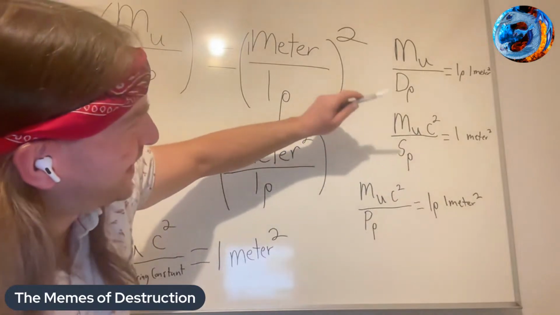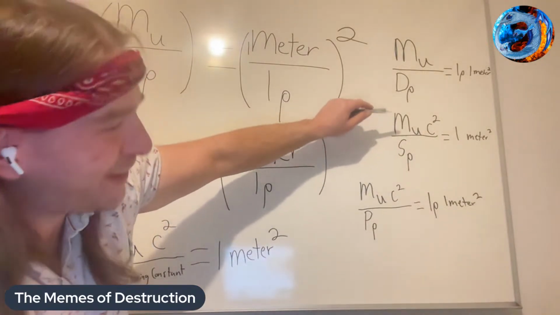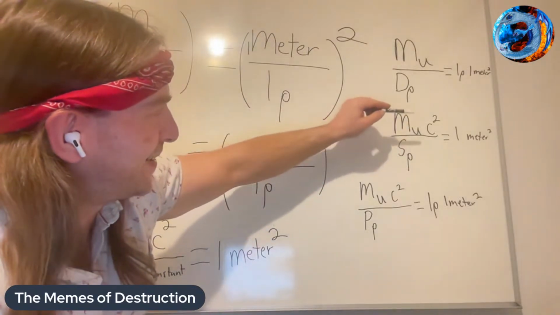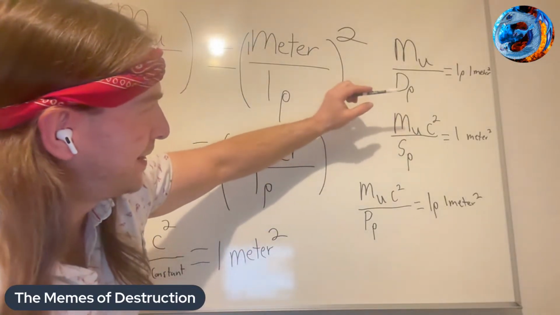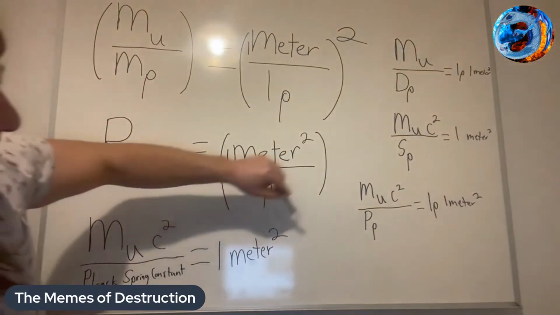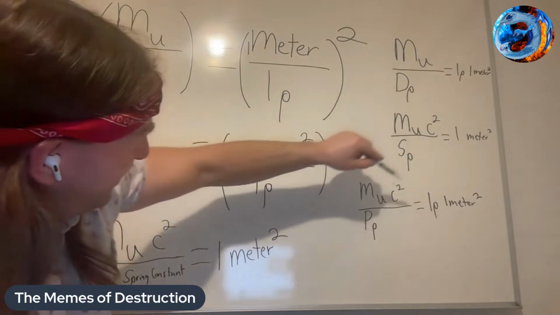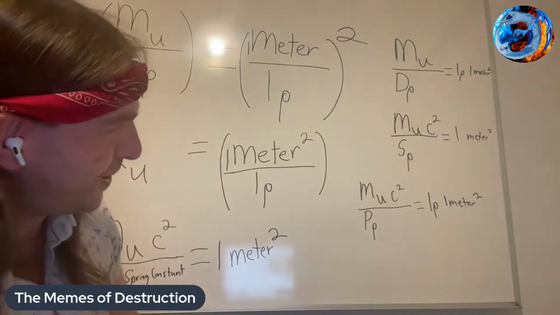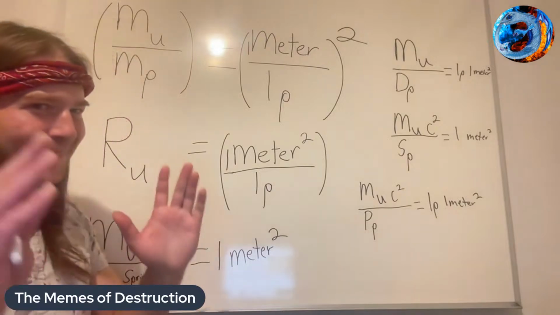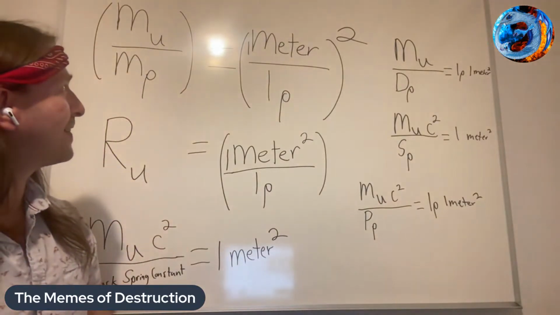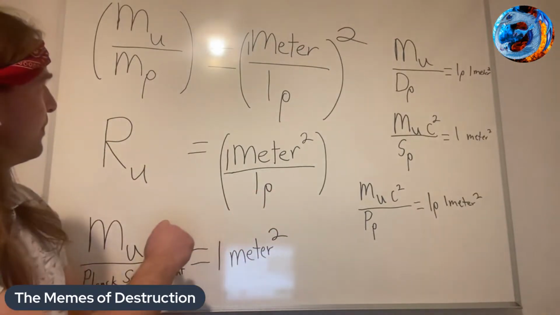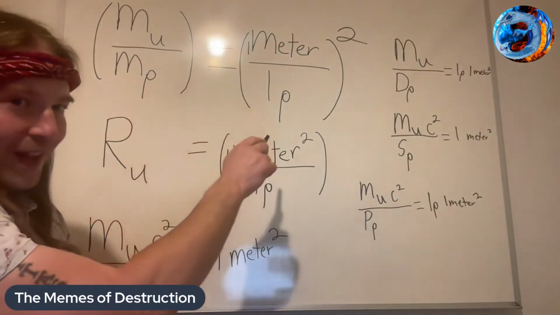And if you take claimed mass of universe, that's still such a crazy thing to say, times c squared. So we take the mass energy equivalent of the sum total of mass of universe, and we divide it by the Planck spring constant, we get 1 meter squared. I know there's some math, but this is why I say, if there was something to this, it's just some stuff doing some things.